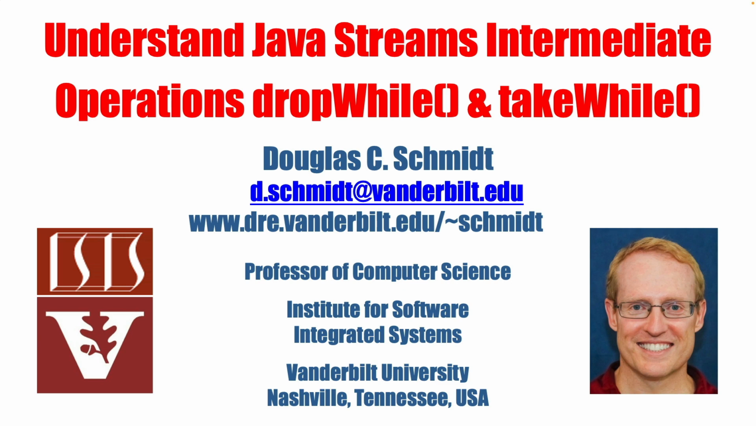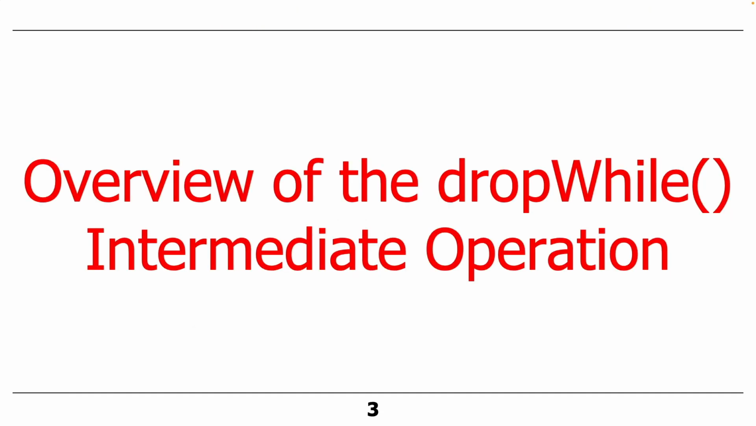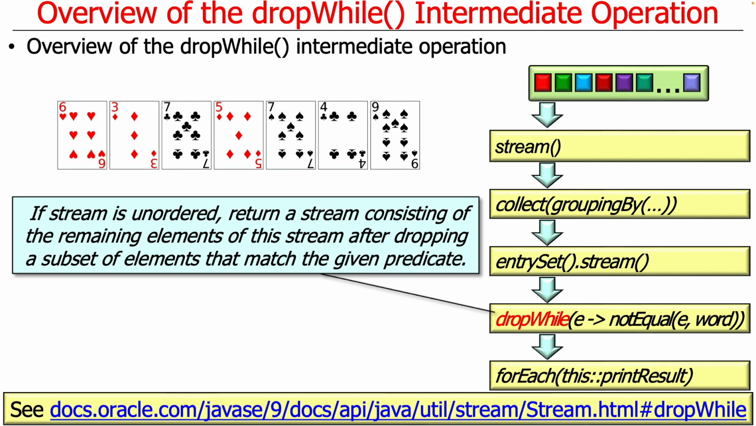The final piece of this discussion will focus on two more intermediate operations, dropWhile and takeWhile. They are both stateful, short-circuiting intermediate operations that were introduced in Java 9. They were not part of the original set of operations that were put forth in streams in Java 8. So let's talk about dropWhile first.